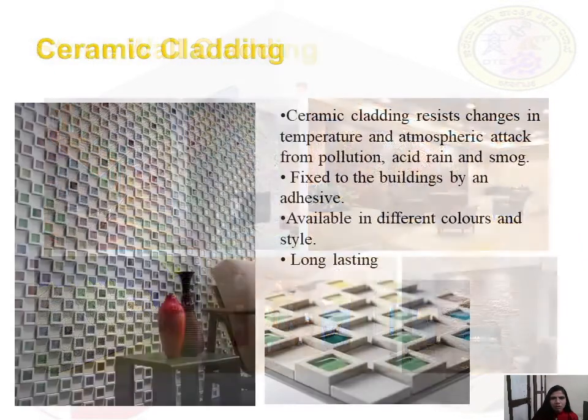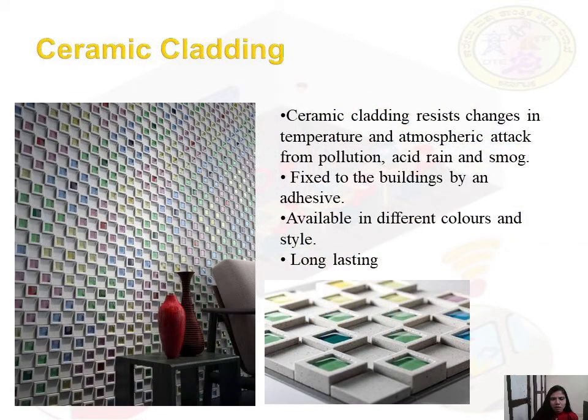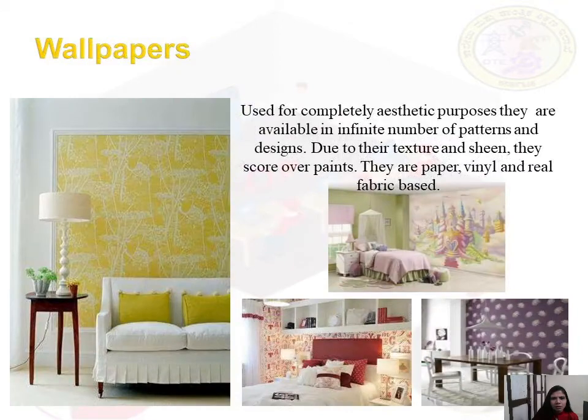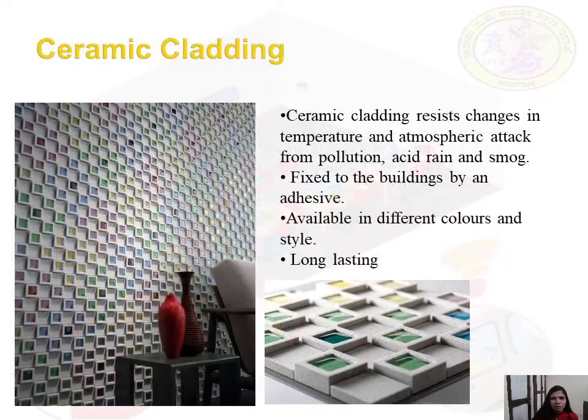The next is ceramic cladding, which is also an interior cladding which resists the changes in temperature and atmospheric attack from pollution, acid rain, smog. And it is available in different colors and styles, and it is long lasting. You can see this ceramic cladding in the kitchens, where the wall is made of ceramic cladding, and even in bathrooms.